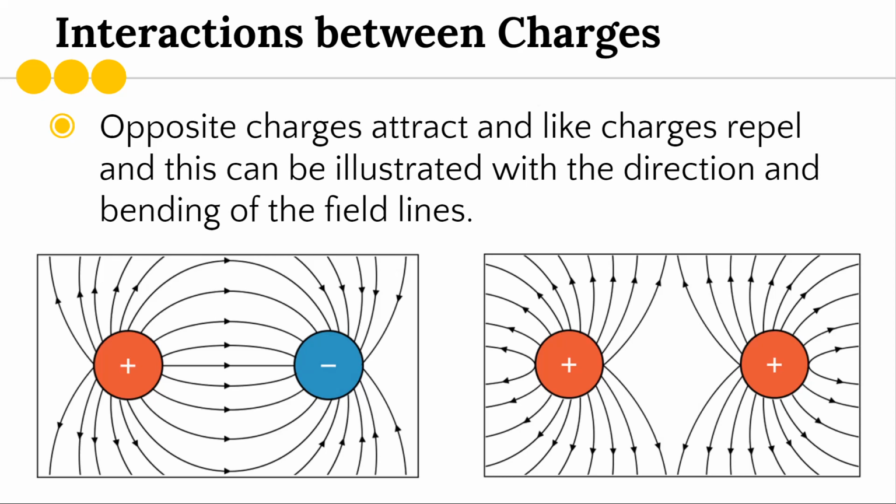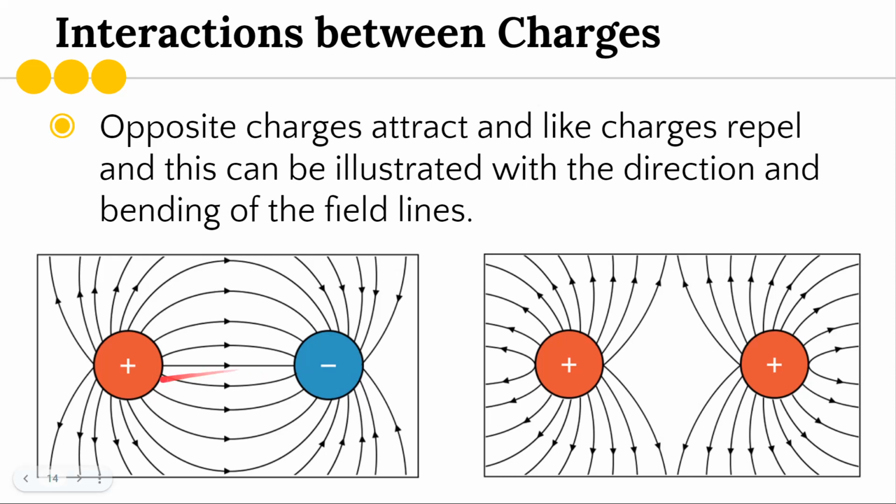All right, so again, you can also show the interactions between charges. So we've got positive charges, we've got negative charges, we can show their strength, but you can also see this attraction between opposite charges or the repulsion of like charges with the field lines. And so that's what you see up here. Opposites attract, like charges repel, and that can be illustrated with the direction and bending of the field lines.